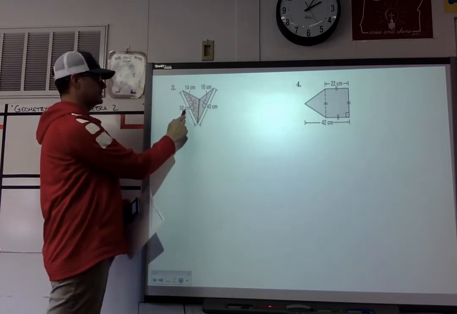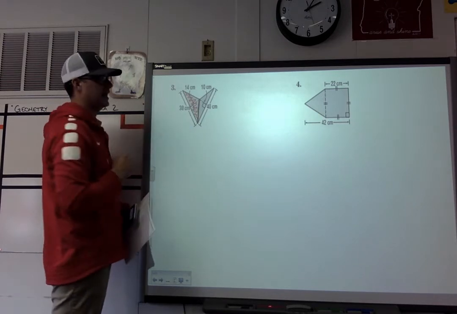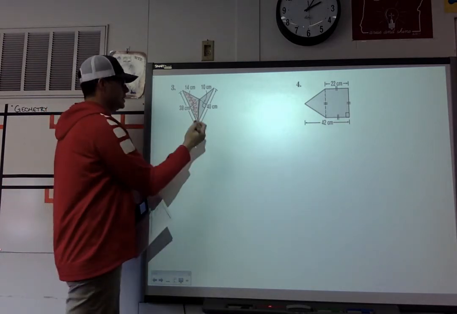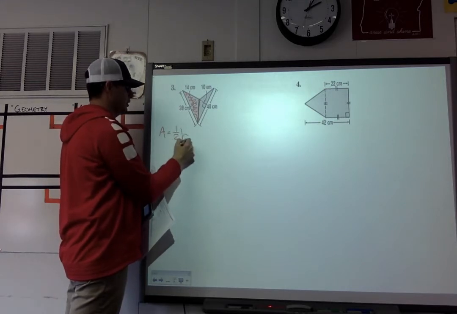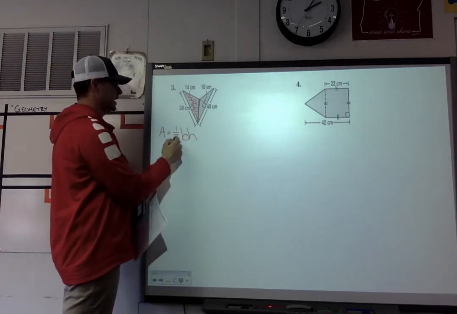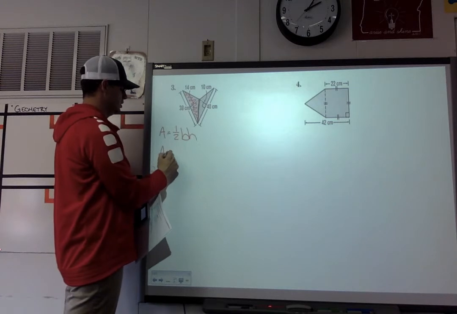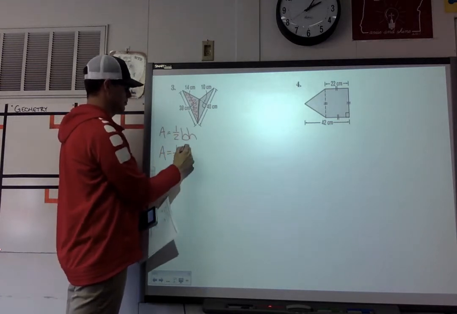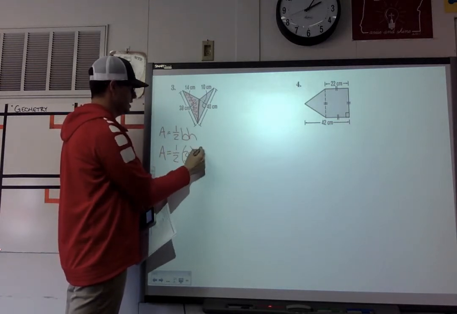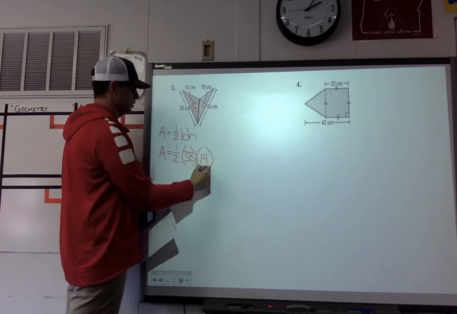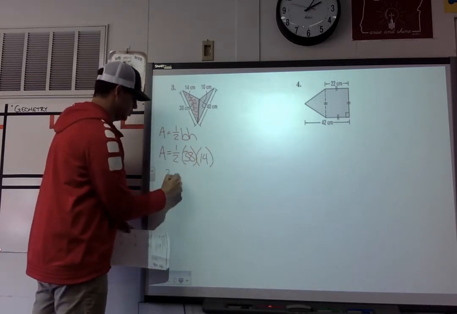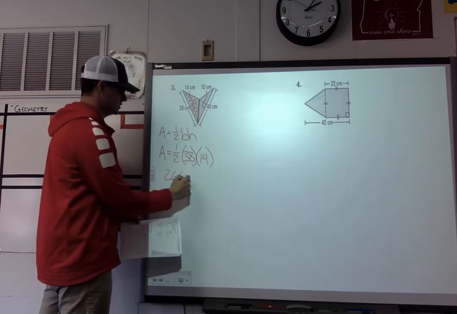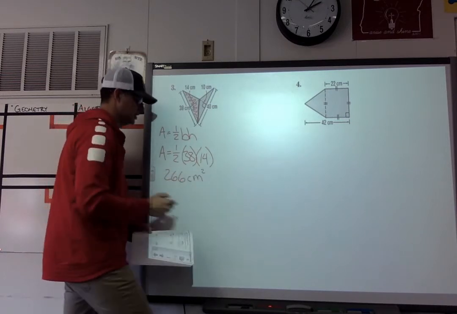It has a base of 38 centimeters and a height of 14 centimeters. I know the area of a triangle is equal to 1/2 times the base times the height. So for my red one, 1/2 times the base, which is 38, times the height, which is 14, gives me an area of 266 centimeters squared.